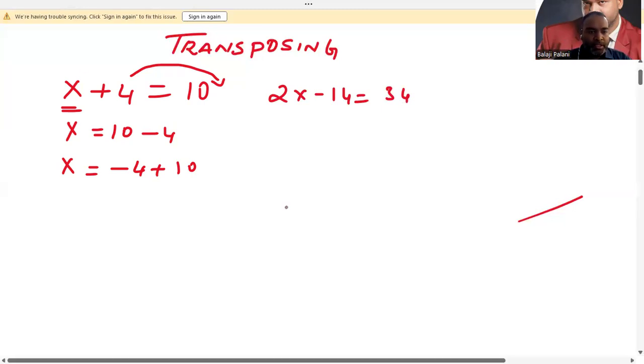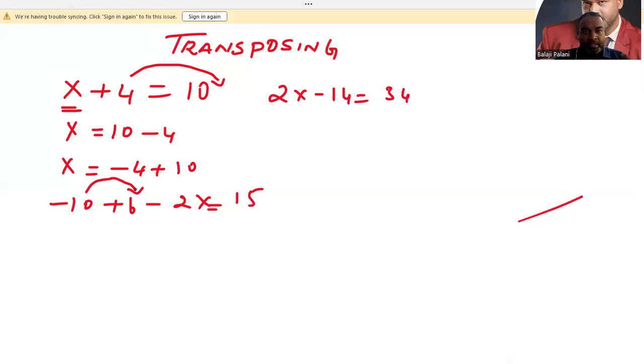And I've also seen students make this mistake. Minus 10 plus 6 minus 2x is equal to 15. There is an equation like this. Interchanging the values, okay? See, transposing, interchanging, what's the difference? Interchanging means you rearrange within the same side yourself. Why do we have to do that? Just to avoid mistakes and get the answer right, correct?